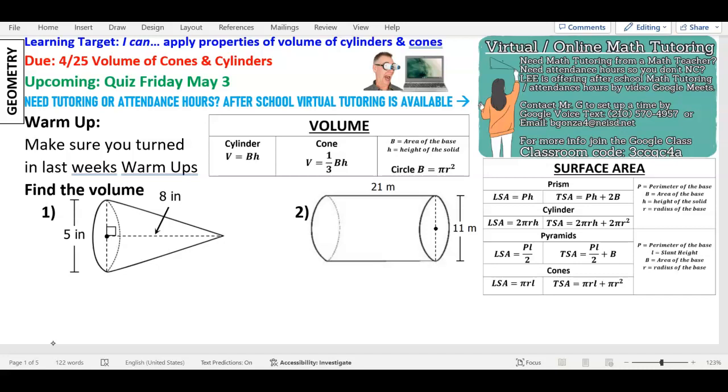Today we're working on the volume of cones and cylinders that you got on Thursday before the 3-day weekend.